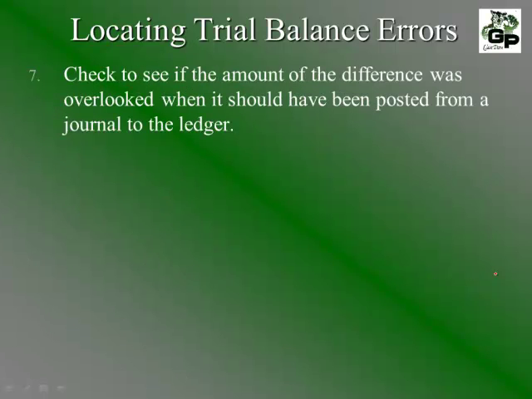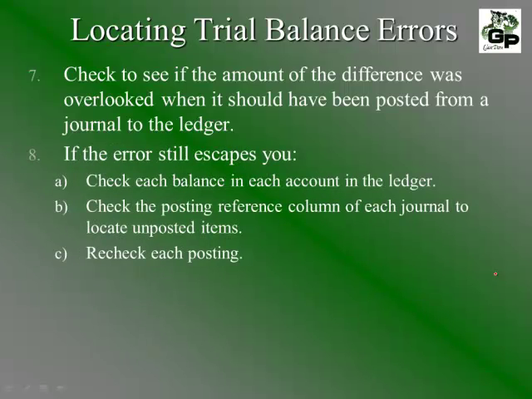Step 7. Check to see if the amount of the difference was overlooked when it should have been posted from a journal to the ledger. So now you have to go back to the journal, check all your journal entries to make sure that everything was posted. Step 8. If the error still escapes you, you need to check each balance in each account in the ledger all over again. Check the posting reference column of each journal to locate unposted items, and recheck each posting.